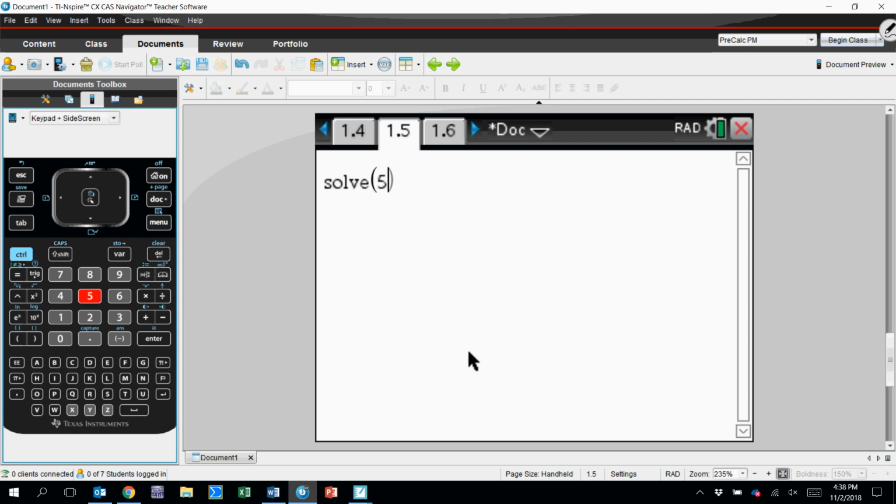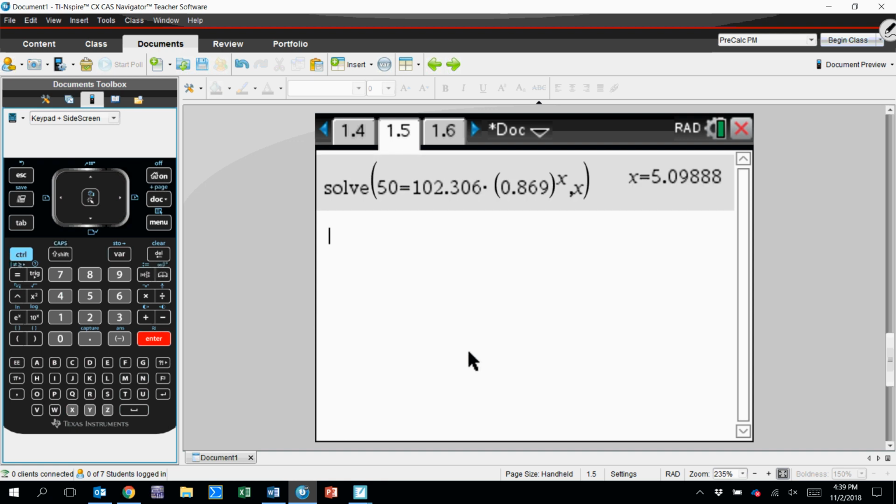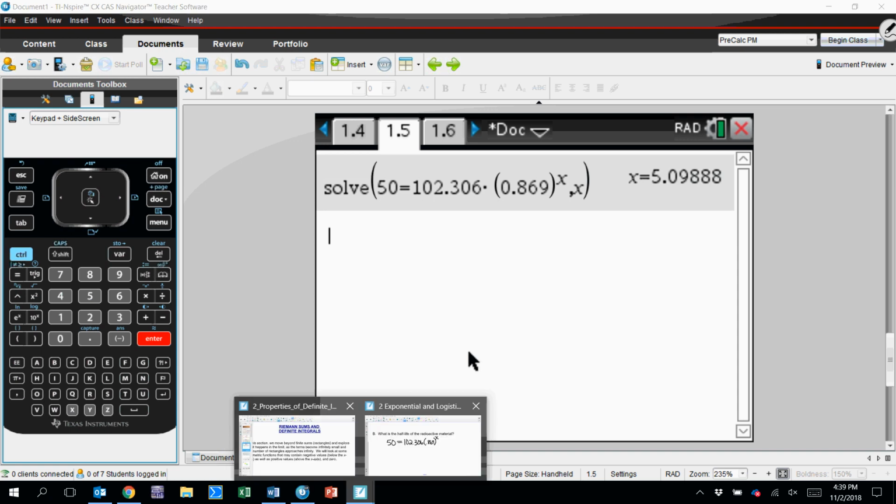So what I want to solve is, when does 50 equal our 102.306 times 0.869 raised to the x. Arrow out of that exponent, and then put comma x because it has to know what I am solving for, and I hit enter, and there's my answer. So I get 5.09. So let's go back to the problem.